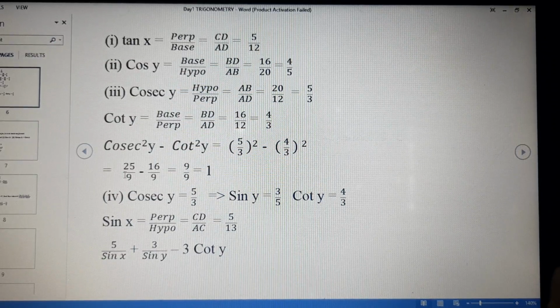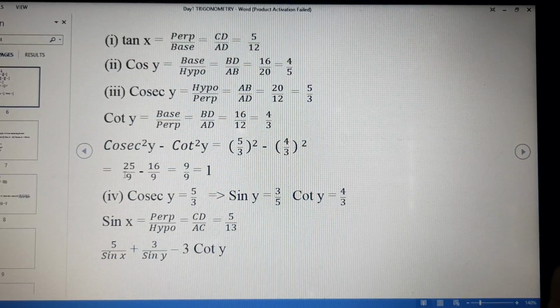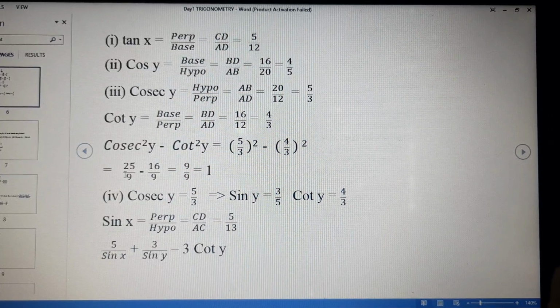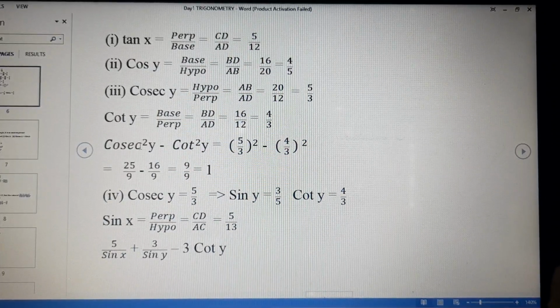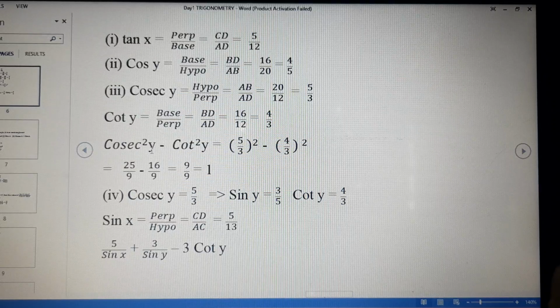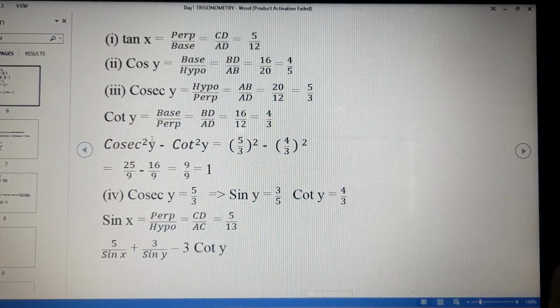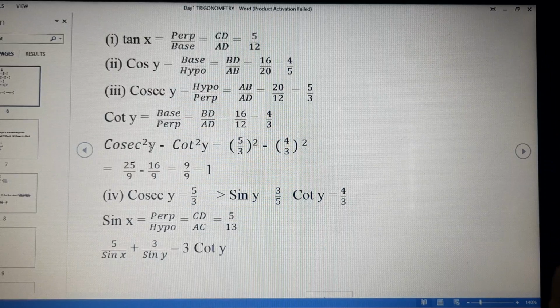But actually it is not. We are not squaring the angle. We are squaring the value of the ratio. Are you getting it? Clear? So we write in a specific manner, cosec square, and then we write the angle. Cosec square y, cosec square theta.